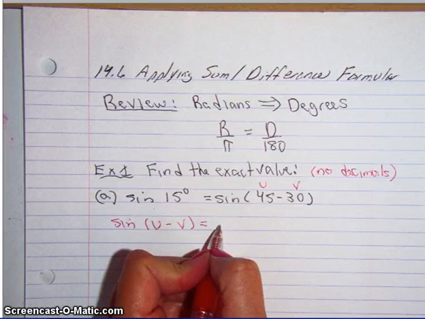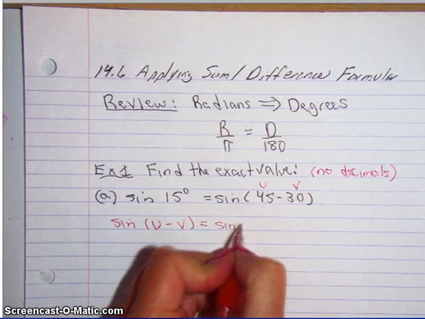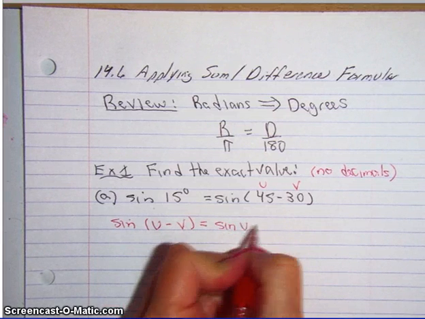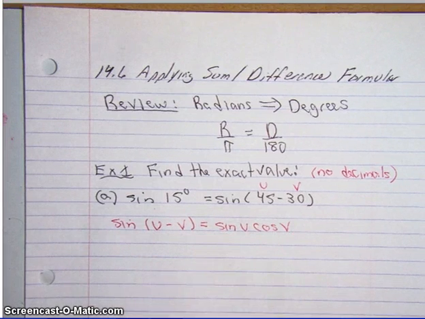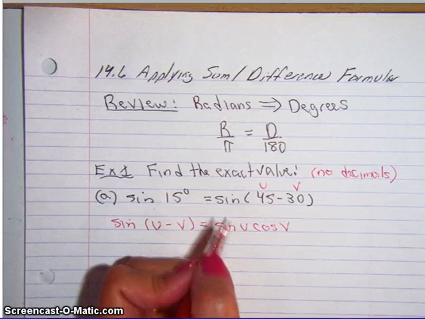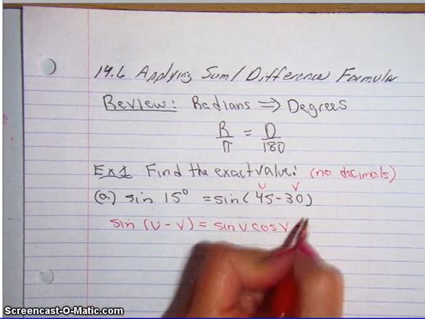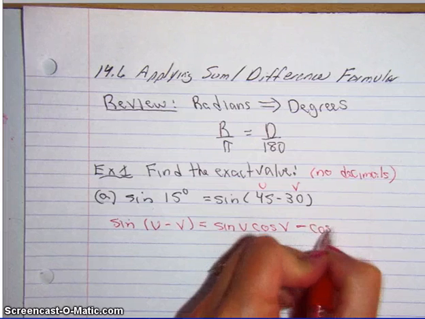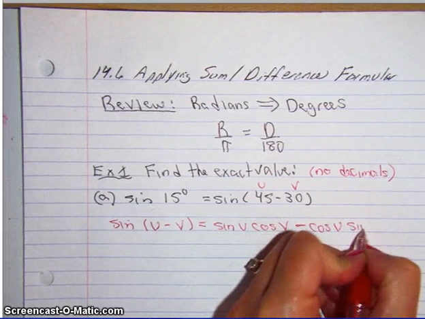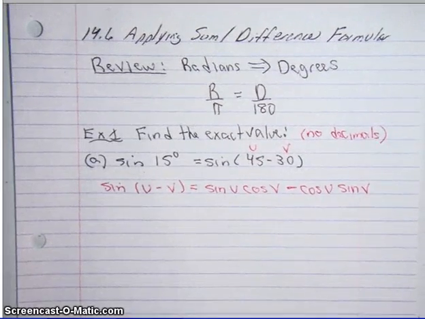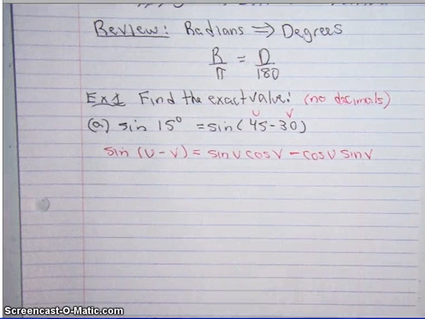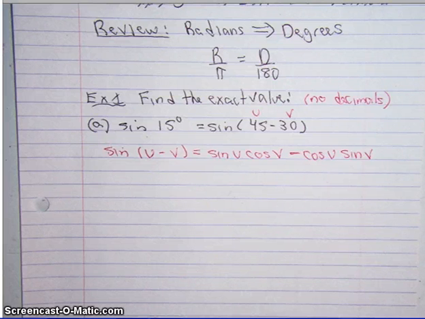Anybody got it? Sine of U. All right, Leah, go. Sine U cosine V. Keep going. Be careful, because it's the lower symbol. Minus cosine U sine V. Everybody good so far? Good. Yeah. Everybody good? All right.